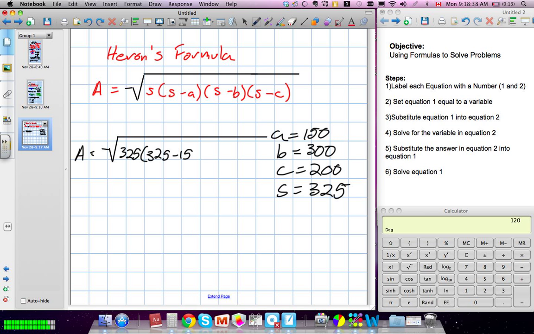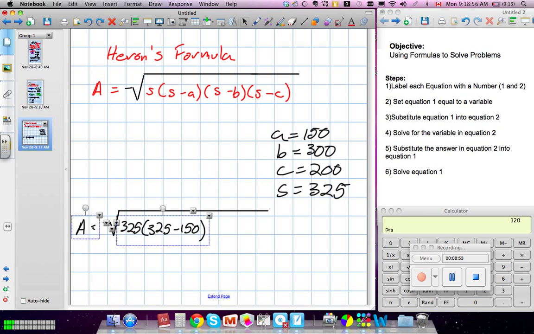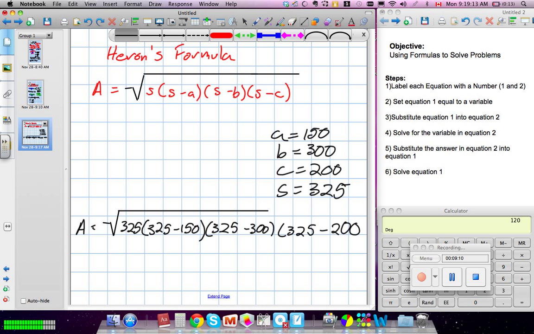Times 325 minus 300, times 325 minus, I'm going to write this extra big just to take up the rest of the space there. There's no bracket to it, is there? Oh, no bracket. Might as well go home now. You said there's no bracket. There's room for the bracket. Okay. Nope. So we've now plugged in our formula.